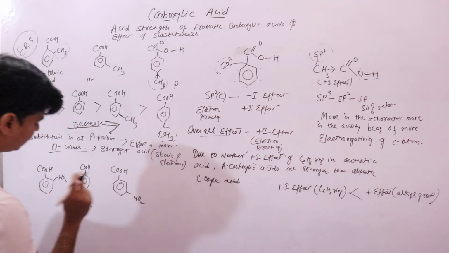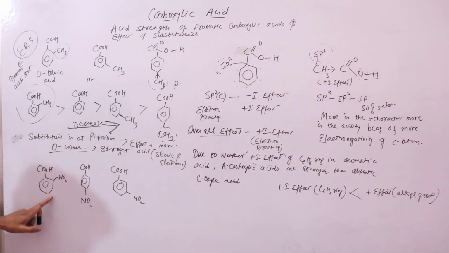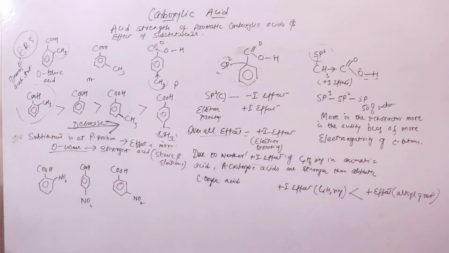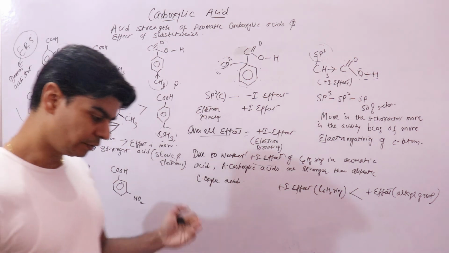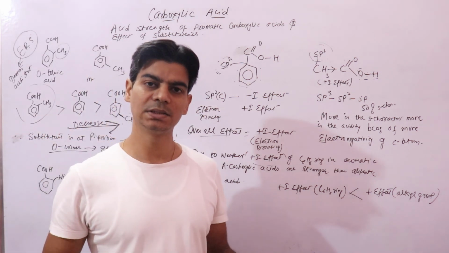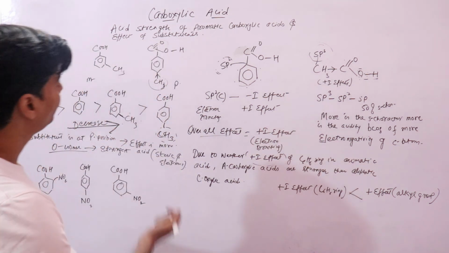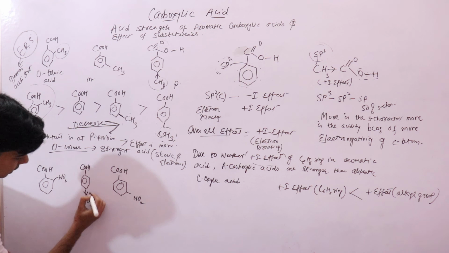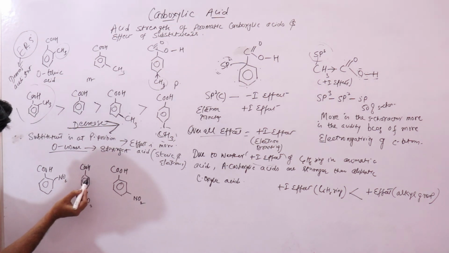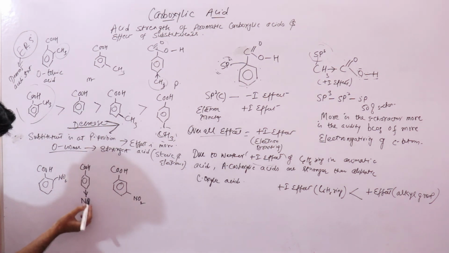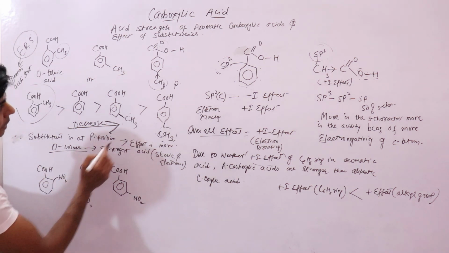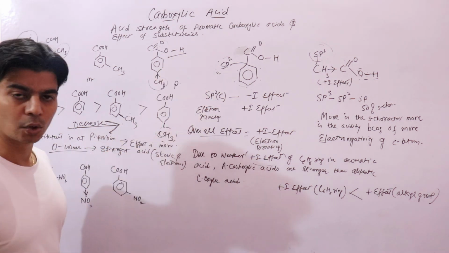Right, the substituent is present at meta. Ortho, para: ortho nitrobenzoic acid, para nitrobenzoic acid, and meta nitrobenzoic acid. Right. And we know that an electron withdrawing substituent will increase the acidic strength. How? When you have an electron withdrawing substituent, let's take the nitro group, it will withdraw electron towards itself. Right? When it withdraws electron towards itself, it will make this OH bond a weaker bond.